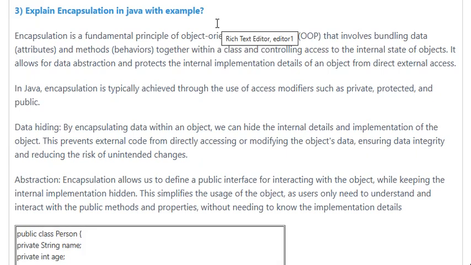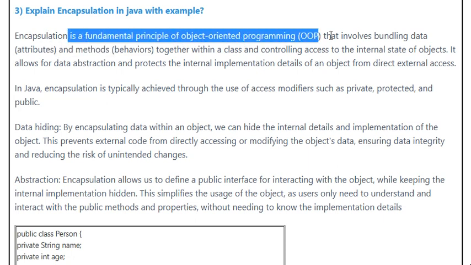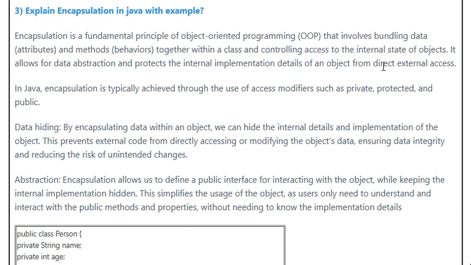In this video, we will see one important interview question. Explain encapsulation in Java with example. So, encapsulation is a fundamental principle of OOPs that involves bundling data, which are attributes and methods together within a class and controlling access to the internal state of the objects. This is one of the important definitions which you need to understand before going further.